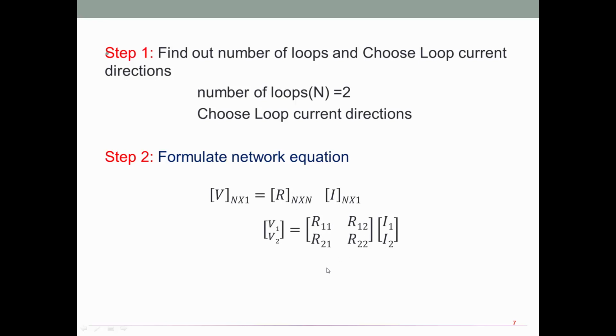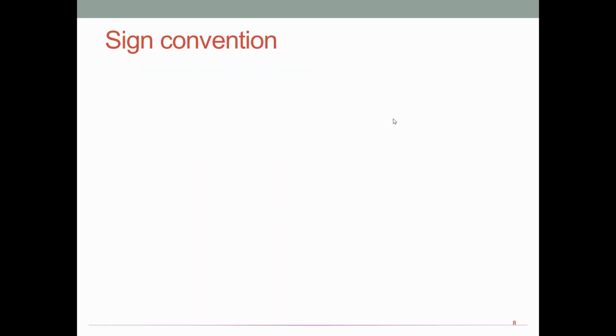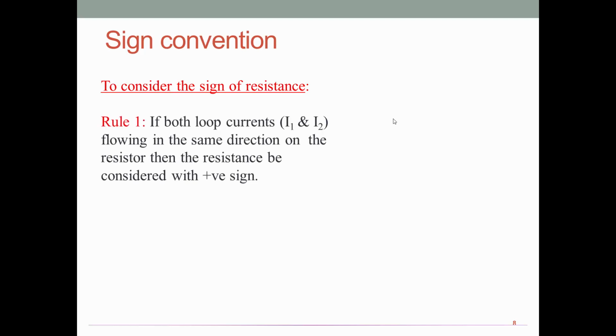Again here we have to use some sign convention. For a voltage, whatever the sign convention we used, same. But for resistance, we have to understand what is a sign convention. Before moving to the rest of the problem, it is mandatory to understand sign convention for the resistance in the matrix. To consider the sign of resistance, we have to follow two different rules.